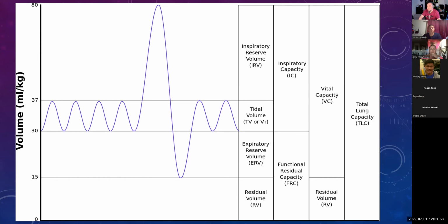If I have something like pneumonia, where I've got fluid in my lungs, which one of these is going to be affected? It's going to be my inspiratory capacity or my expiratory capacity. What do you think?